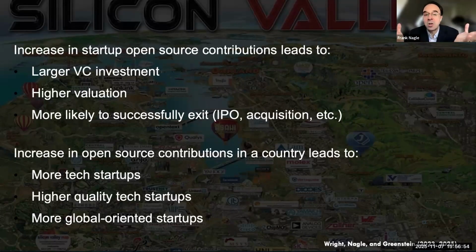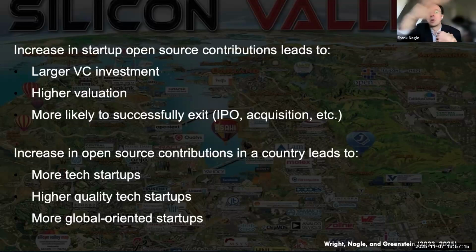And then at the country level, again thinking about our manager hat versus our economist hat, we can see that investments in open source lead to more tech startups. They lead to higher quality tech startups, and they lead to tech startups that are more globally oriented, right? So these are ones that are more likely to be higher growth because they have a more global orientation and are not just focused on their home market.